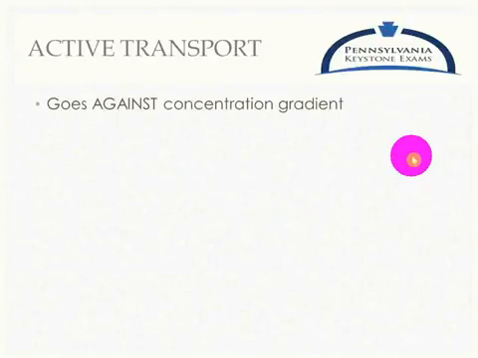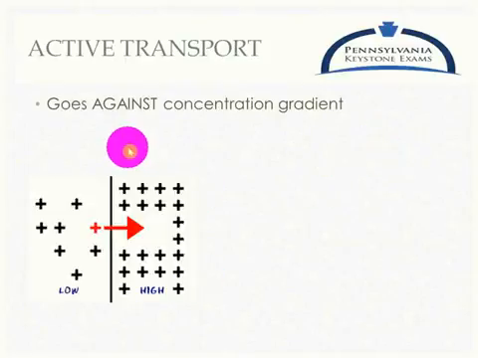Our last method that we're going to talk about of getting materials across the cell membrane, whether into the cell or outside of the cell, is called active transport. And active transport is a little bit of the black sheep of the family because everyone else, diffusion, osmosis, and facilitated diffusion, they all go from a high concentration to a low concentration, and we call it a concentration gradient. Active transport actually goes against the concentration gradient, so they go from a low concentration to a high concentration.